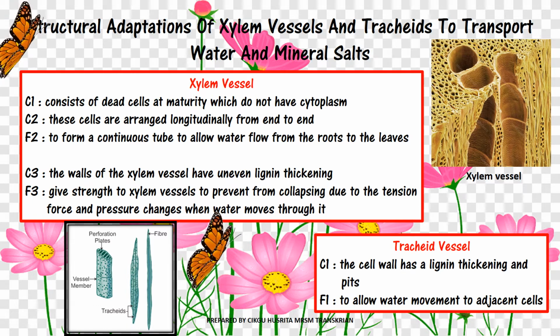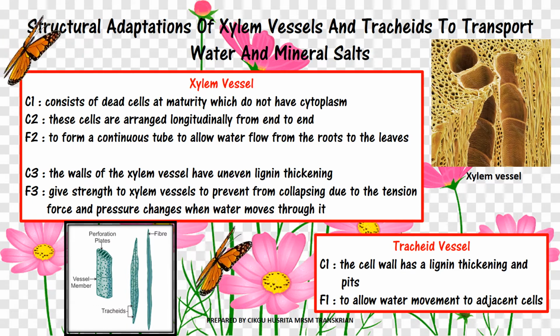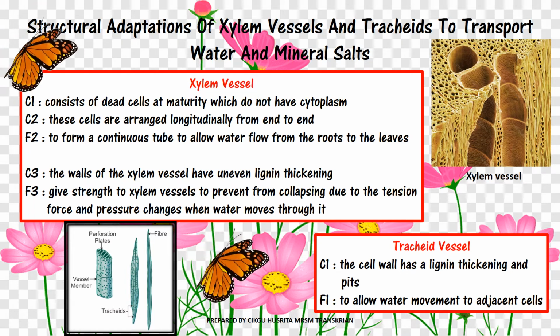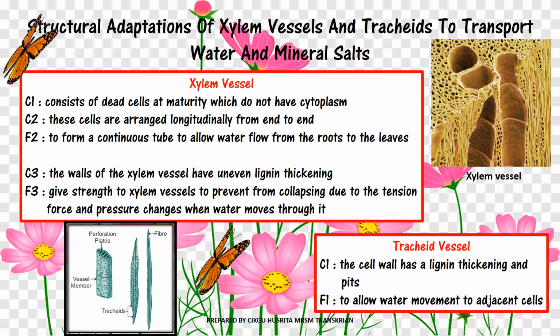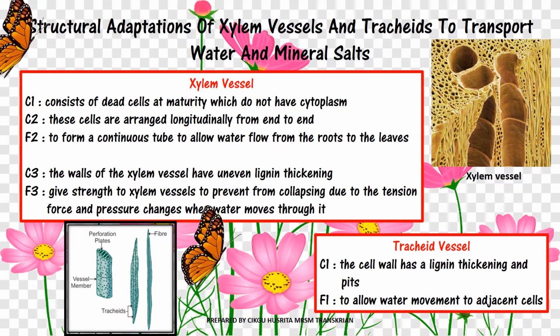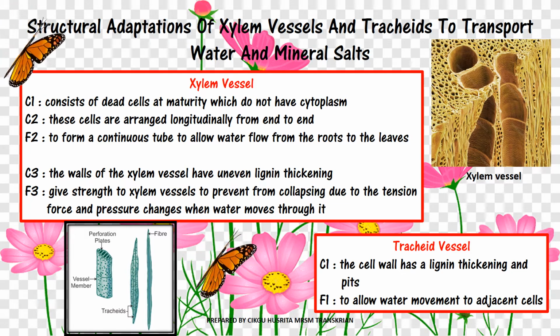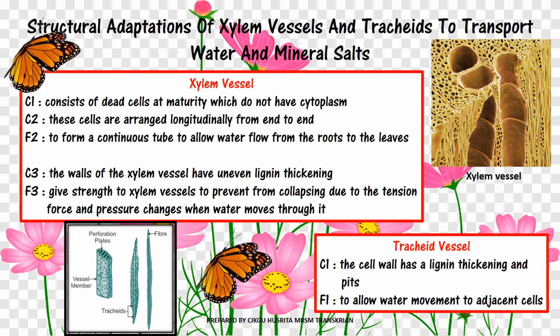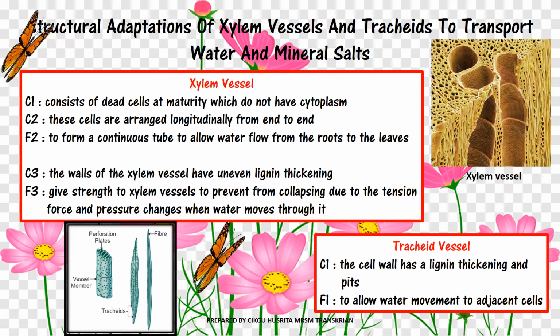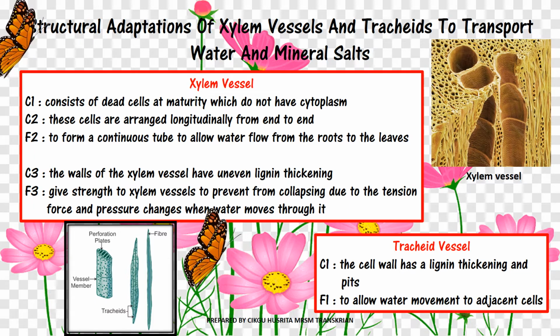And then the third characteristic of the xylem has a wall which has uneven lignin thickening. So the wall of the xylem has lignin, but the lignin is uneven thickening. The function is to give strength to the xylem vessel to prevent it from collapsing due to the tension force and pressure change when water moves through it.